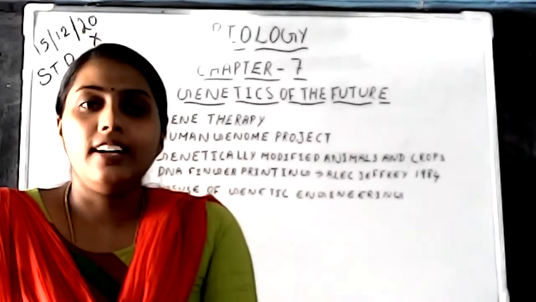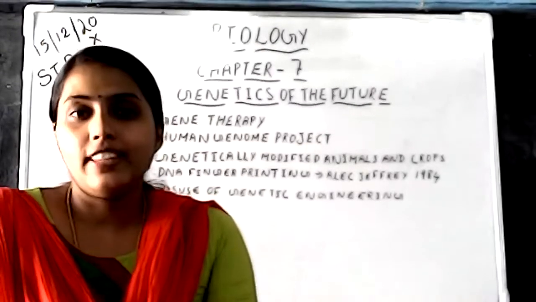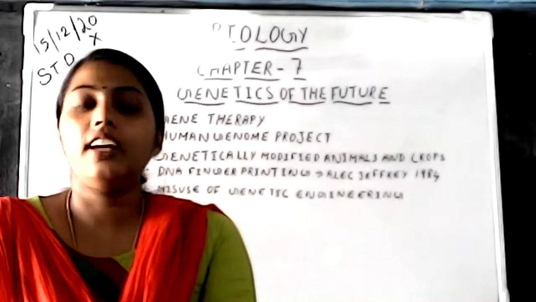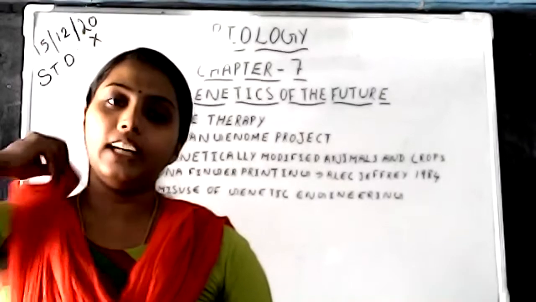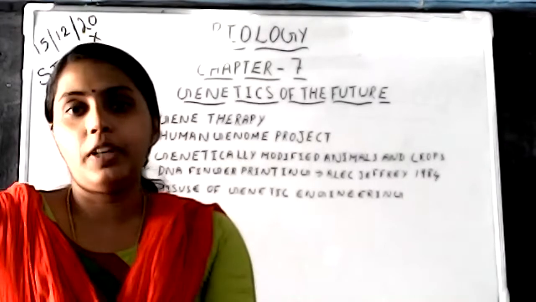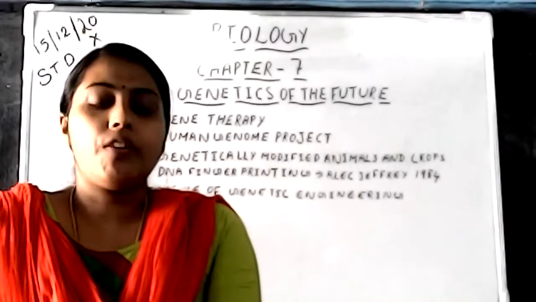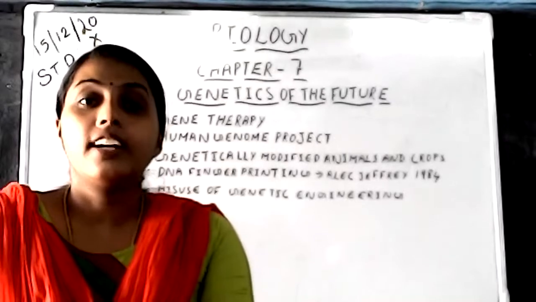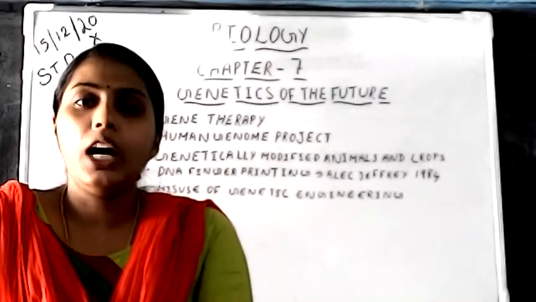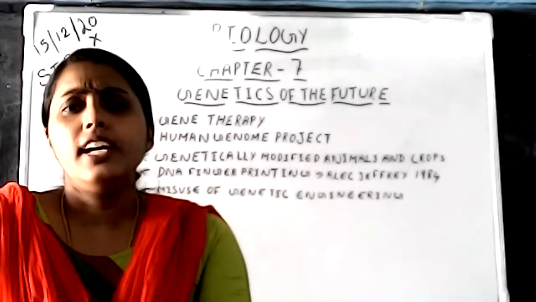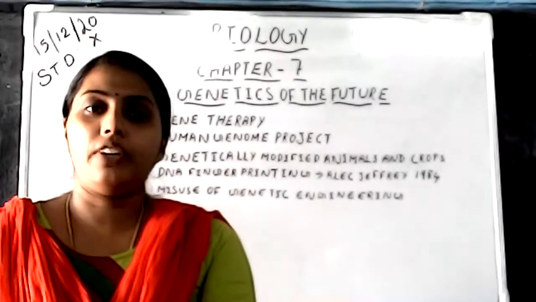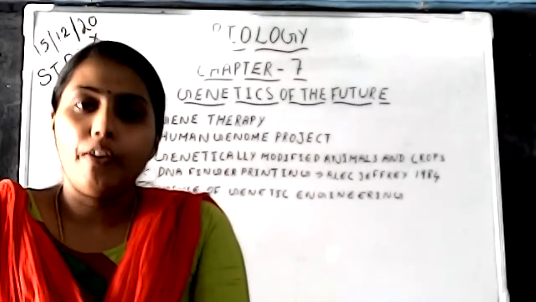Today we are going to take the second part of our 7th chapter, Genetics of the Future. In previous classes we were studying the topic of genetics. In our 6th chapter we studied that the father of genetics, Gregor Johann Mendel, made many experiments with pea plants, and he found out that a factor is responsible for the expression of different characters in the offspring.